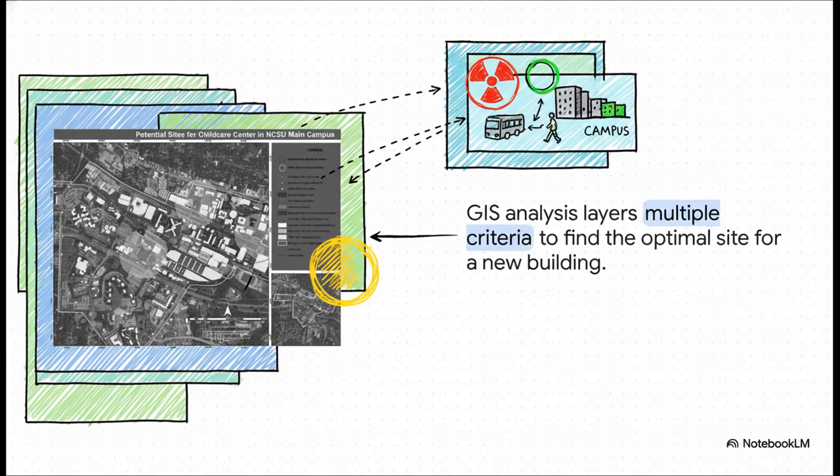This isn't just a simple map. The analysis has layered in some very specific rules. For example, the site cannot be within 500 feet of a hazardous building, like a nuclear lab, but it must be within a short walking distance of a campus bus stop. By layering these rules on top of the map, GIS can instantly show you the handful of spots that meet all the criteria. You go from pure guesswork to a smart, data-driven decision in seconds.